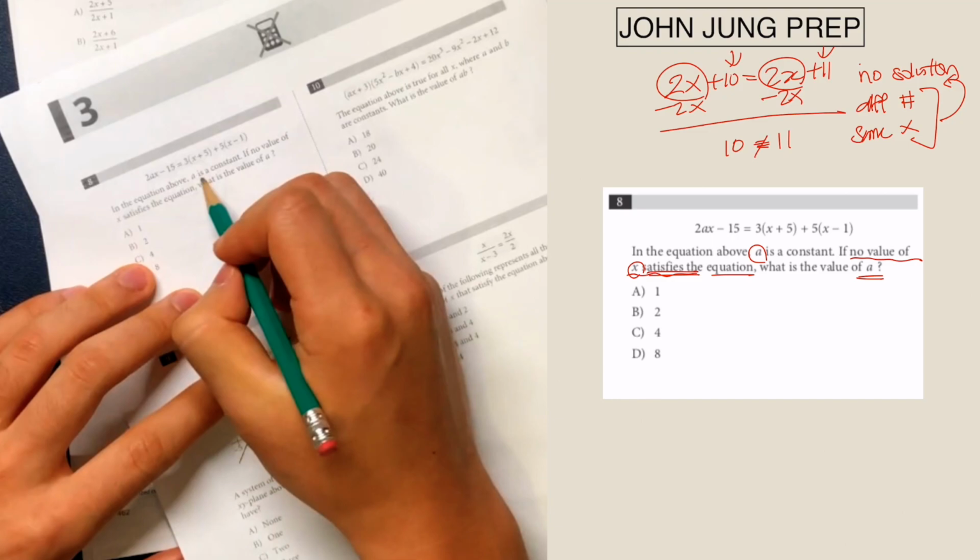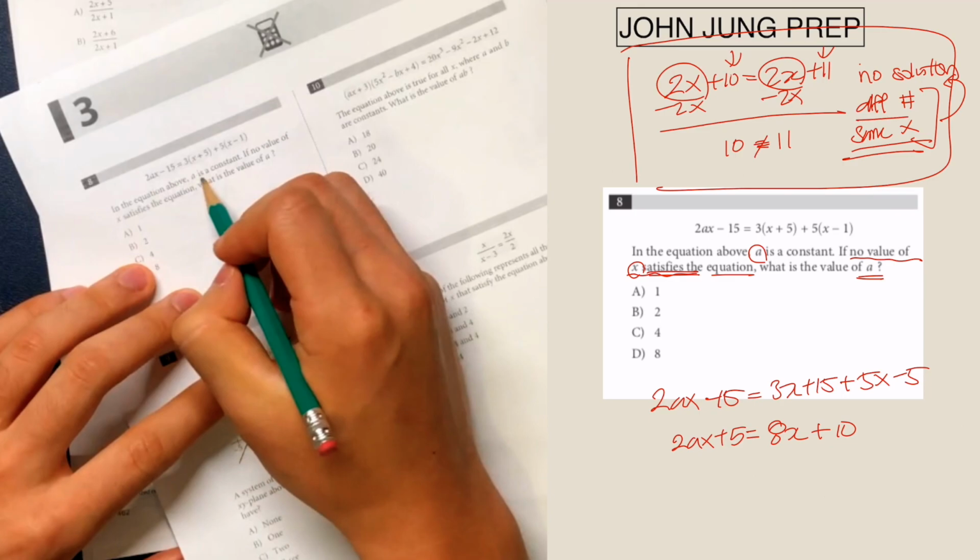Okay, so 2ax minus 15 is equal to 3x plus 15 plus 5x minus 5, just distributing. And that simplifies down to 3x plus 5x, 8x plus 10 is equal to ax plus 5, right? So what we saw back here was that if the x's are the same, but the numbers are different, there's not going to be a solution. So our numbers are different, but we want our x's to be the same.